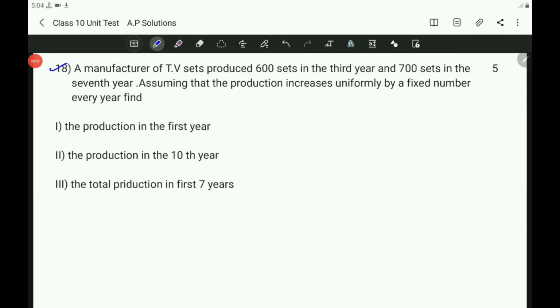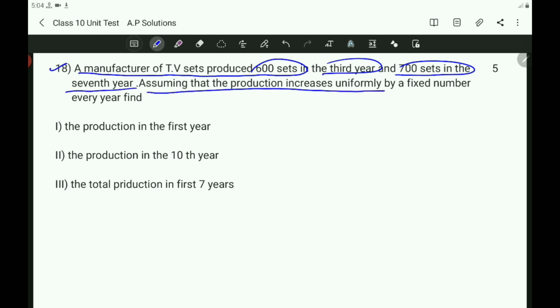Now the question number 18. A manufacturer of TV sets produced 600 sets in the third year and 700 sets in the seventh year. Assuming that the production increases uniformly by a fixed number every year, find the production in the first year, the production in the 10th year, and the total production in 7 years.